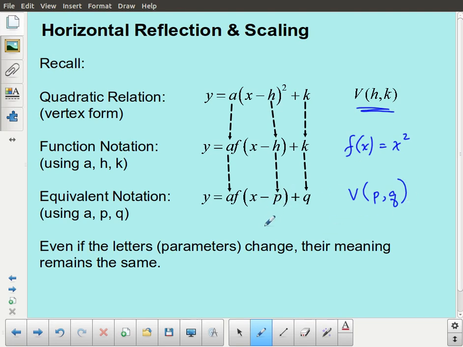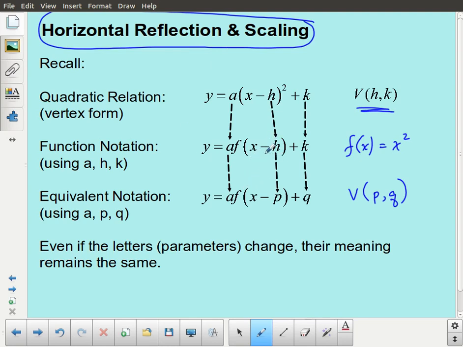And then I apologize for this. Confusingly enough, we are going to repurpose the parameter k, and it is now going to be the parameter that controls horizontal reflection and scaling.